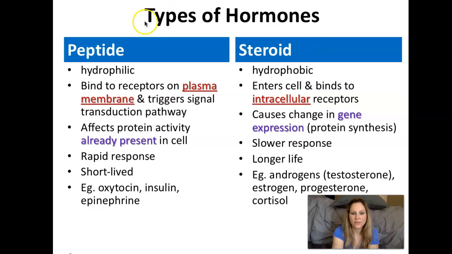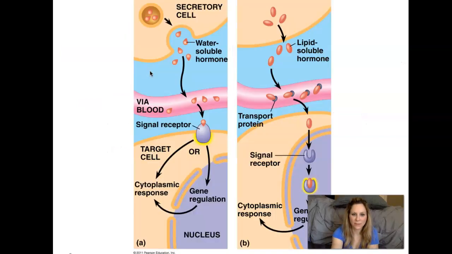I am going to focus today on peptide hormones. This just gives you a visual for what I just said. The peptide hormones are going to be released by a secretory cell. They are going to go into the bloodstream. They're going to require a membrane receptor in order to have a response on the cell.